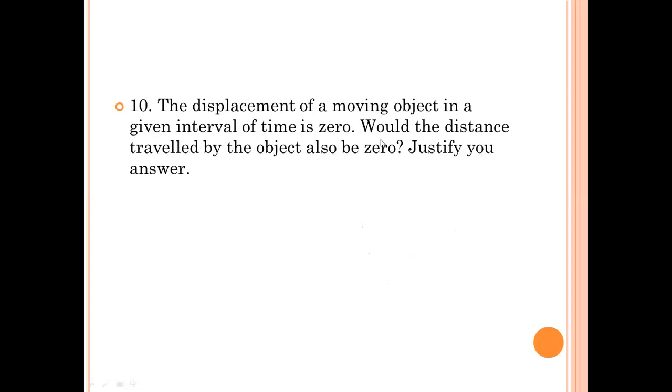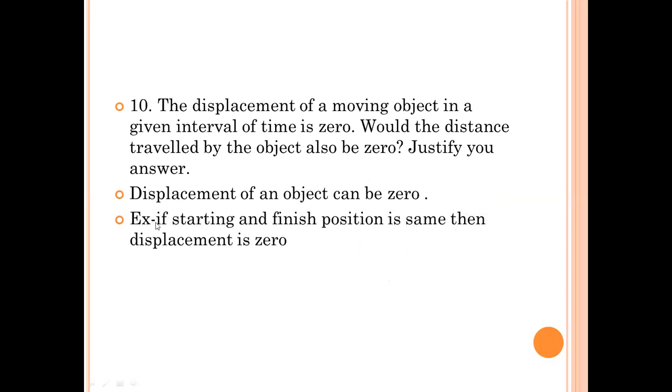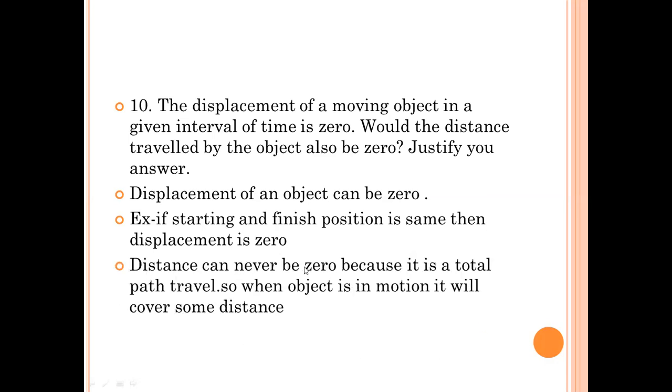The displacement of a moving object in a given interval of time is 0. Would the distance traveled by the object also be 0? Justify your answer. This is the question already discussed. Displacement of an object can be 0. Example, if starting and finish position is same, then the displacement is 0. मतलब जहां से शुरू किया एक ने चलना और आके वहीं पर एंड किया, उस केस में डिस्प्लेसमेंट हमारा 0 होता है. डिस्टेंस कैन नेवर बी 0.